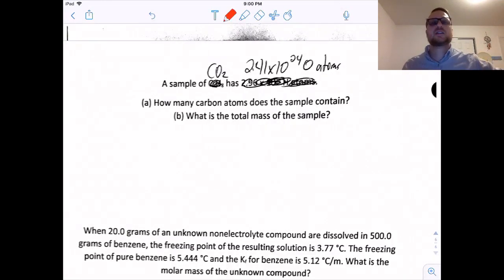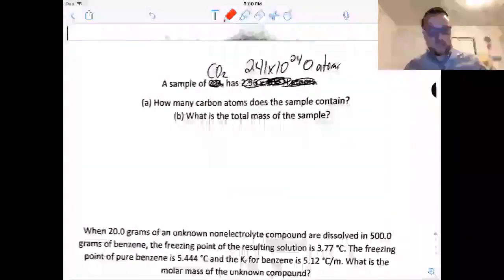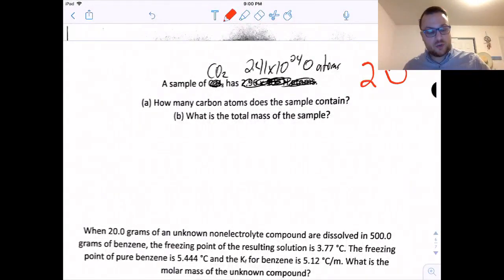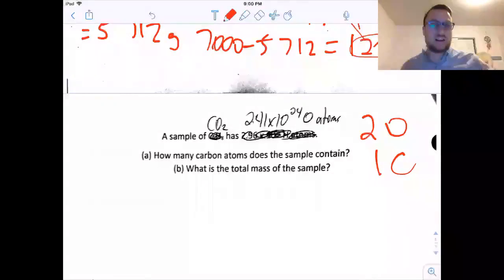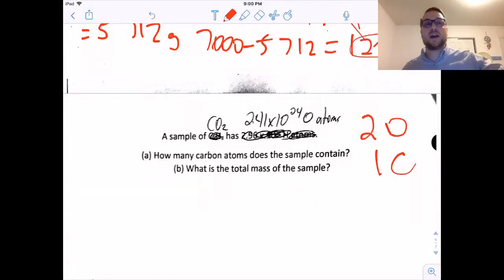So, we want to know how many carbon atoms this sample contains. Right off the bat, the first thing I notice is that it's carbon dioxide. For every 2 atoms of oxygen, you have 1 atom of carbon. They're in a 2-to-1 ratio. So I know the number of carbon atoms should be less than the number of oxygen atoms, because there's twice as many oxygens as carbons. I have 2.41 times 10 to the 24th atoms of oxygen.